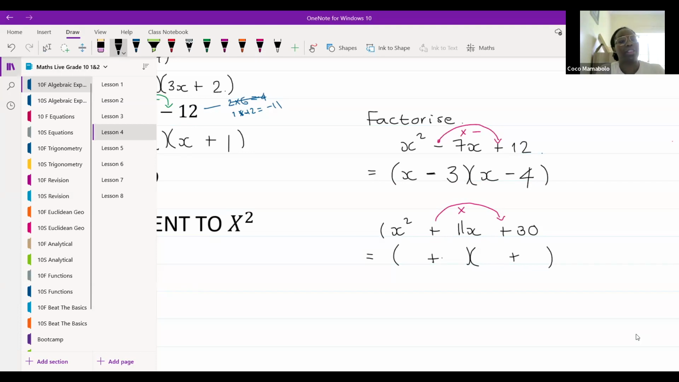Then I'm going to look for the factors of x squared. I'm going to put x here, and I'm going to put x there. Now, we need to find factors of 30 so that when I minus or plus, they're going to give me 11, positive 11. Who can think of 2 numbers? Give me 2 numbers, peeps. What times what equals 30? Think about it. Yes, Sia.